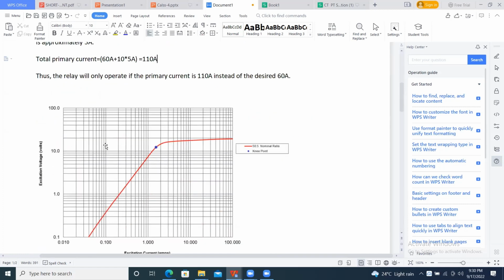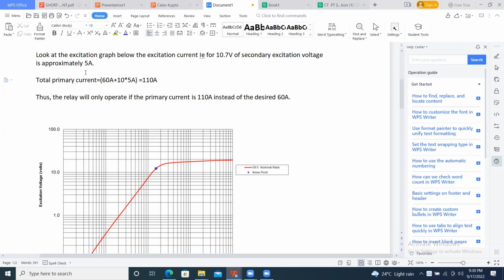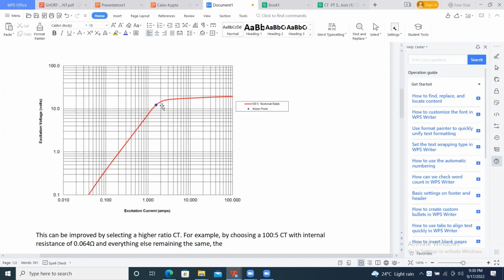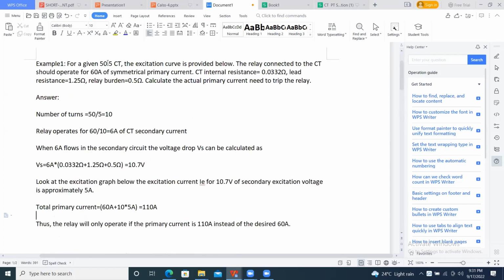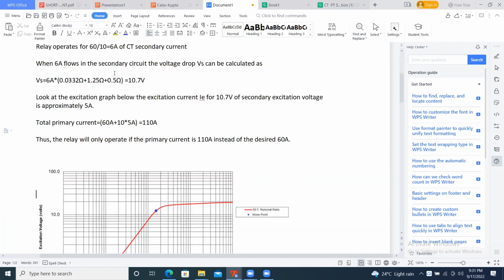So look at this excitation graph. If you see, 10.7 volts of secondary excitation voltage corresponds approximately to 5 amps here. So the total primary current required is 60 amps plus 10 into 5 amps, nearly 110 amps. It seems that the relay will operate if the primary current is 110 amps instead of the desired 60 amps. If you use this CT, it will not operate at 60 amps, it will operate at 110 amps, but you require it to operate at 60 amps. So what do you have to do?